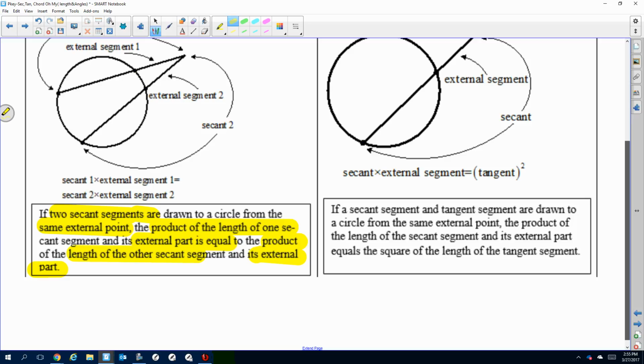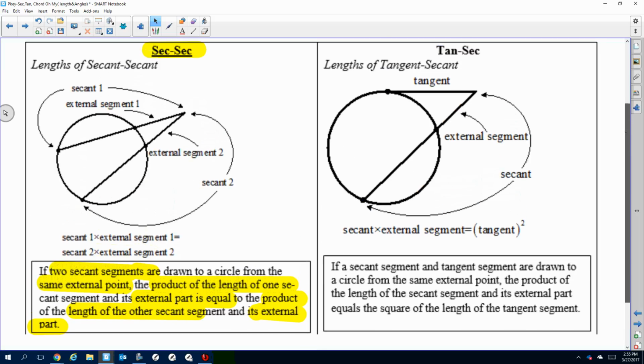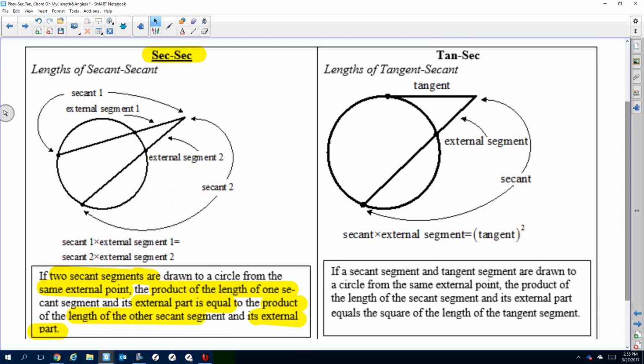Okay? Another way we think of it, if I see secant, secant, you got to know the parts to the secant. And another way I like to think of using the secant, secant is think of the ow, ow. Okay?